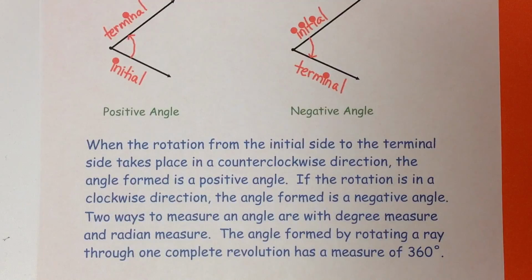The other thing, last thing there, is if your angle is formed by rotating a ray through one complete revolution. So if you go all the way around and your initial side comes back around to your terminal side, you've gone 360 degrees. So one complete revolution is 360 degrees.